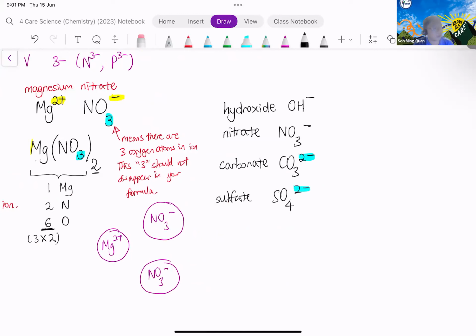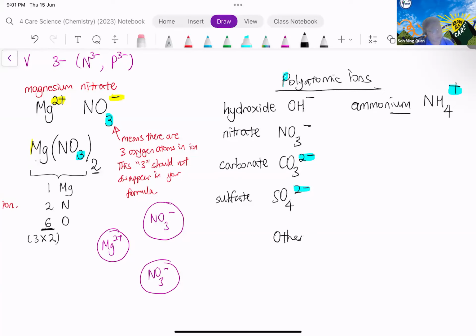How about the positive ions? Ammonium, NH4 plus. So the charge is 1 plus. The 4 is at the bottom, which indicates there are 4 hydrogen atoms. Okay. So these are your polyatomic ions. Of course, these are not the only ones. There are more. But for a start, you must memorize these 5 polyatomic ions. You have to memorize their formula. How many oxygen they have, what's their charge.